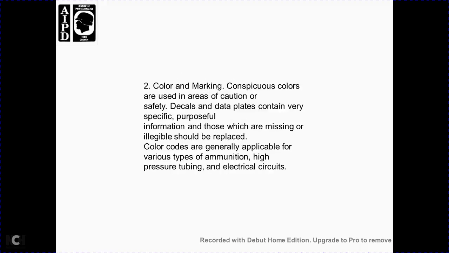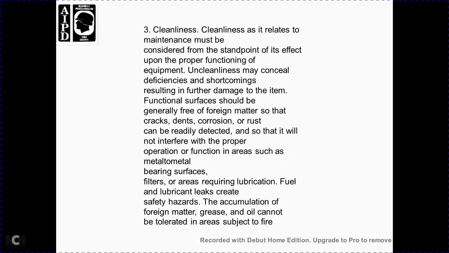Improper adjustment might be frequent and quite evident, most of all in the belts, pulleys, levers, gears, and mounts, with lateral movement in which the bearing is felt on the bearing adjustment. Color marking: conspicuous colors should mark the areas of caution and safety details. Data plates contain very specific information, and even missing or illegible ones should be replaced, with color codes generally applicable to various types of ammunition, high-pressure tubing, and electrical circuits.